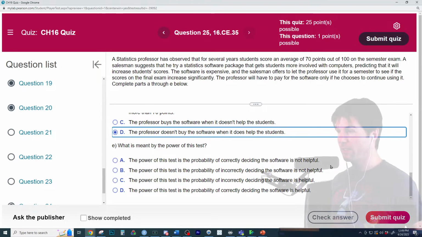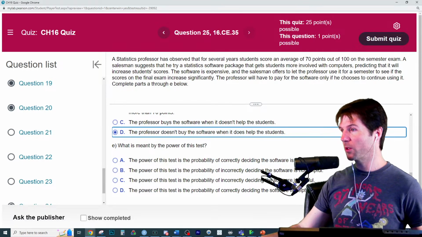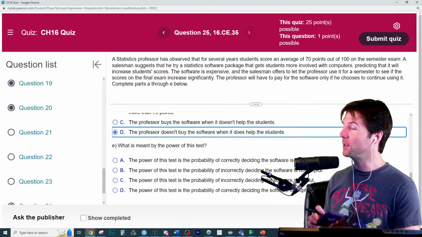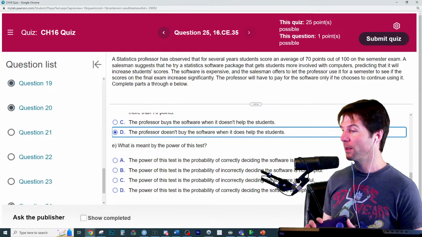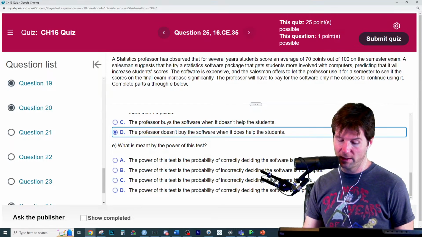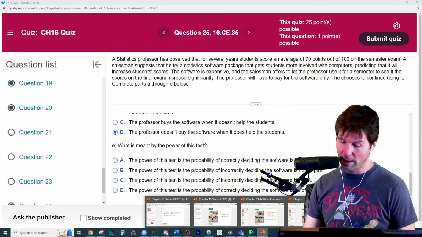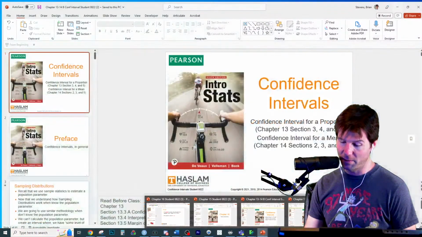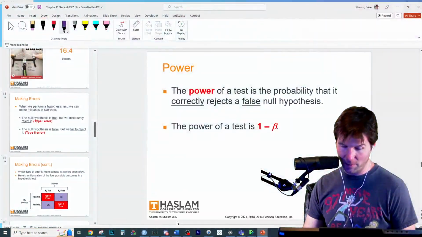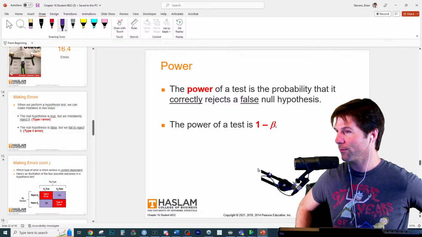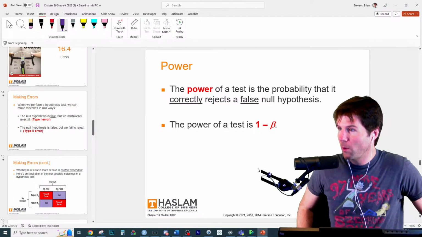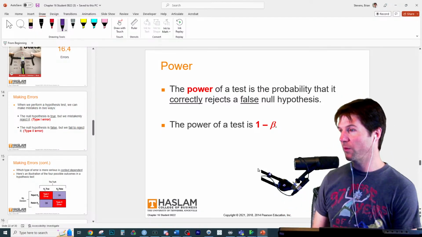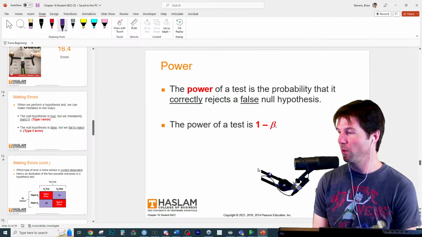What is meant by the power of the test? So very clearly, you need to put this on a note card. Power is the ability to what? And I'll basically show it on the screen. Don't worry, I know it. Power is the ability to correctly reject the false null. It's not making a type 2 error.